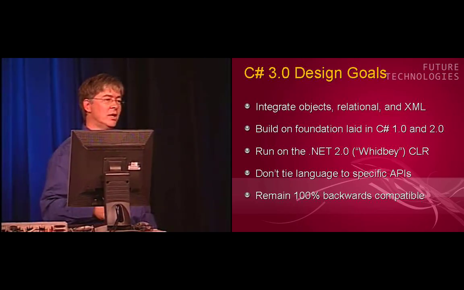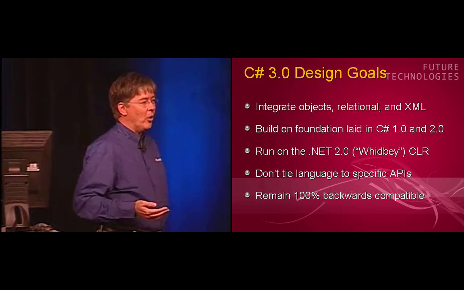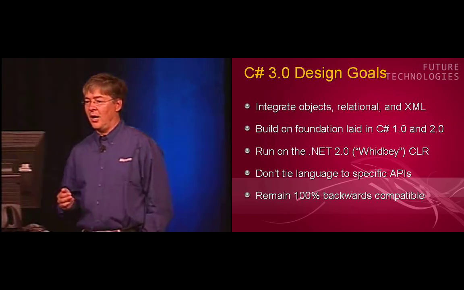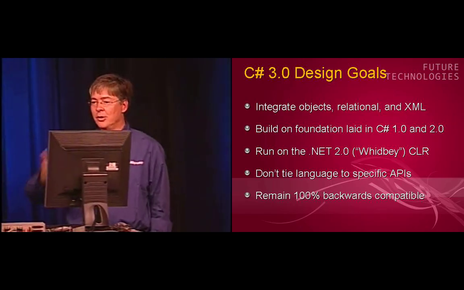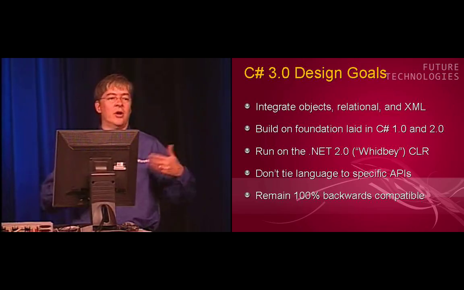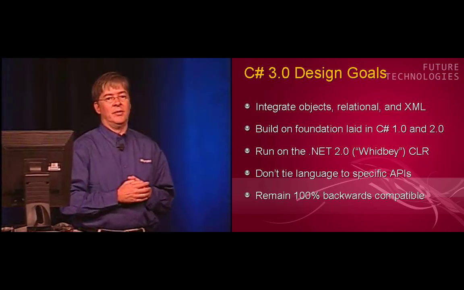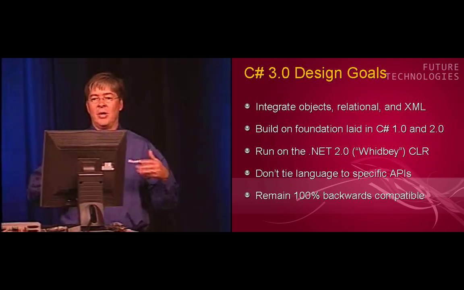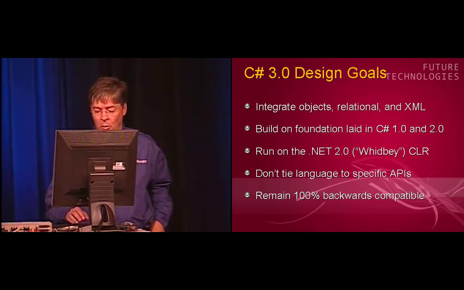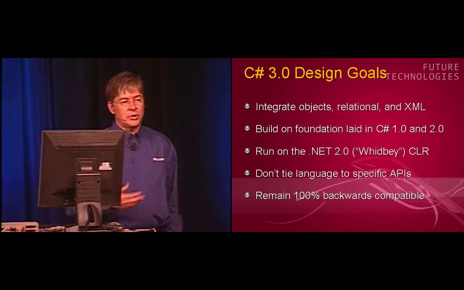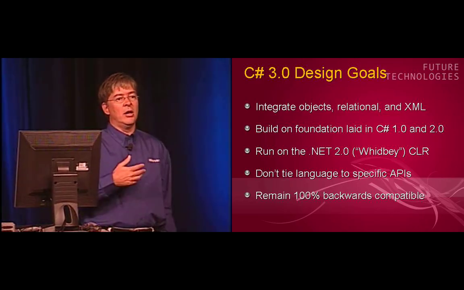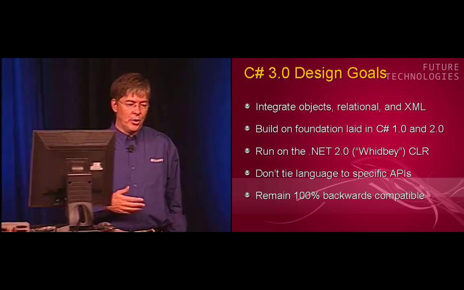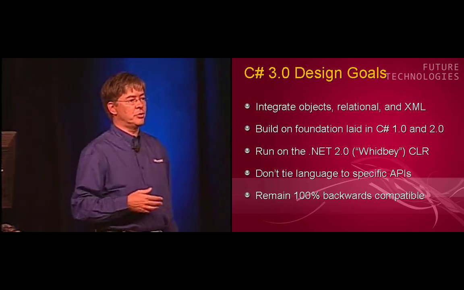And of course, the high order bit for 3.0 is language integrated query that you've seen a lot of noise about here. But there are some values that underlie that vision of a single programming model for objects, relational, and XML. And I'm talking about the values particularly in how we're going about doing this. First of all, we are very serious about building on the foundation that we've laid in C# 1.0 and C# 2.0 to enable us to do these things.